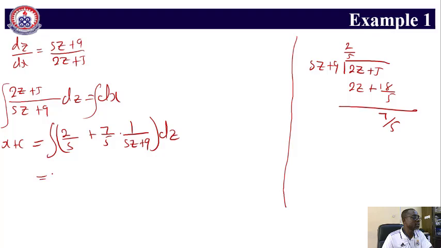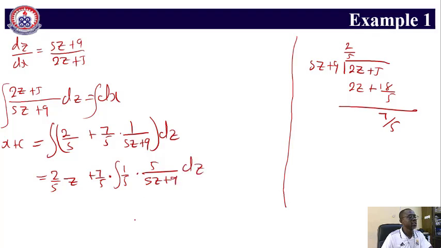If you integrate this, we get 2/5 z, and we want to bring the 7/5 out. When you differentiate here, we get 5. But what we have here is 1, so we are going to bring 5 here and divide it by 5. So you can say this is times the integral of 1/5 times 5 over (5z plus 9) dz. So now when you differentiate, you get this. So the answer is ln of the thing down here. So you're going to get 2/5 z plus 7/25 ln of (5z plus 9).